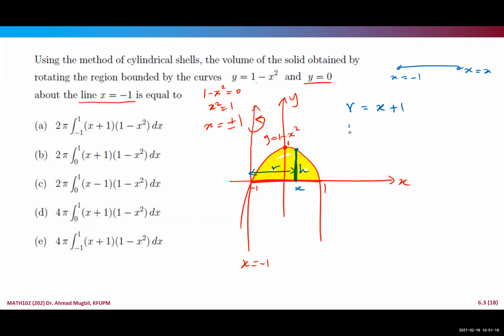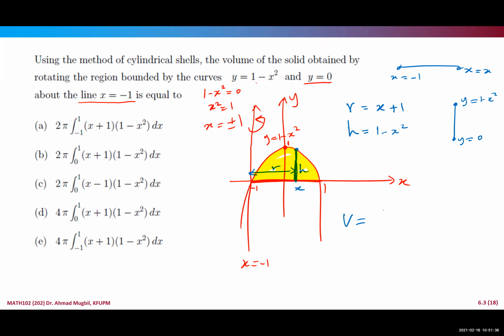And what will be h? H will be the length of this line. This line is a vertical line. So here y is what? Y here is 1 minus x squared. Y here is 0. So h will be 1 minus x squared.